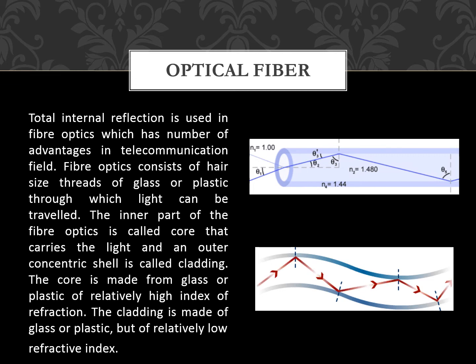The cladding is made up again of glass or plastic, but of relatively low refractive index, so that if a weak light ray enters inside the glass and tries to escape out, strong light rays are going to be totally internally reflected by the core, and if you have a weak light, then it will be totally internally reflected by the cladding.